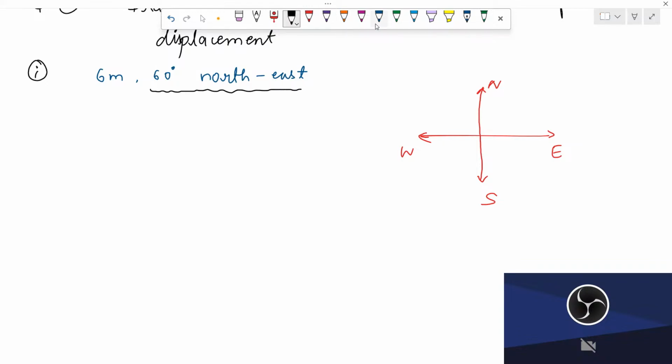Now focus here. If this is the origin or center, then from the east direction towards north we will take a 60 degree angle. We measure the angle from the east direction and make a line of length indicating 6 meter, inclined at an angle of 60 degree from the east direction. This direction is nothing but the northeast direction. Is this clear?